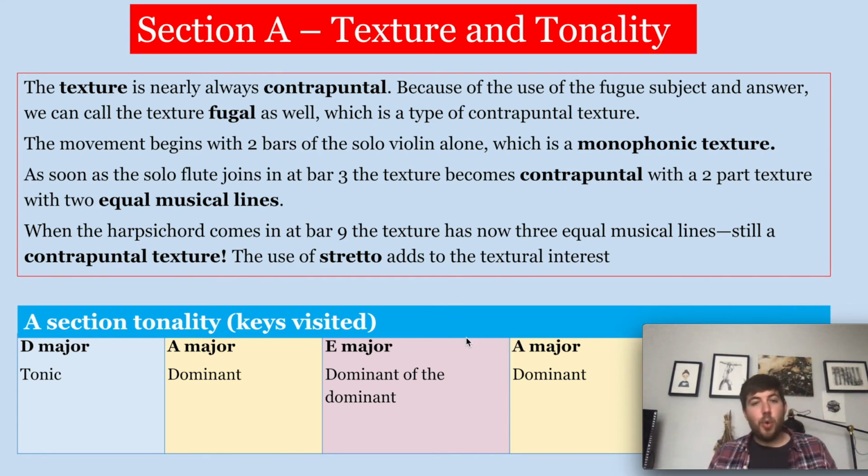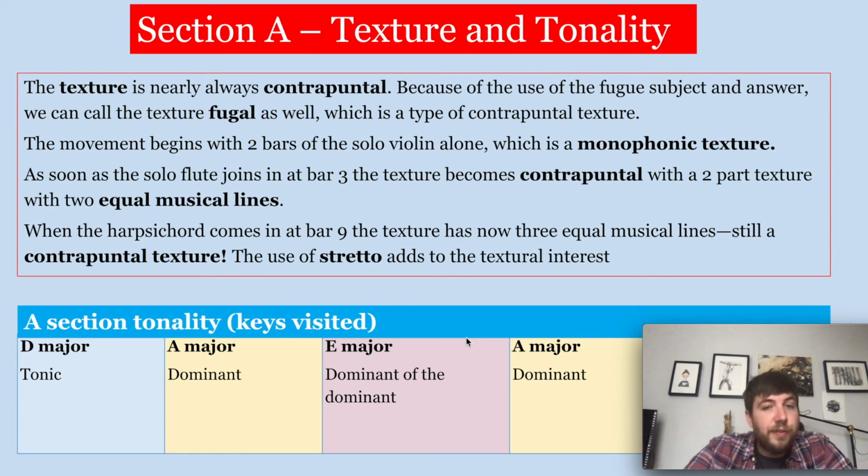The texture is nearly always contrapuntal, meaning that, because of the use of fugue subjects and answers, by the way, just on a side note, we can call the texture fugal. So you will get a mark if it asks for the texture and you put contrapuntal or you put fugal, both answers are acceptable. The movement begins with a 2-bar solo. One of the questions in last year's paper, 2019, was describe the texture of the opening 2 bars of Brandenburg Concerto No.5. It's a solo violin playing on its own, which means it's monophonic, one layer of sound.